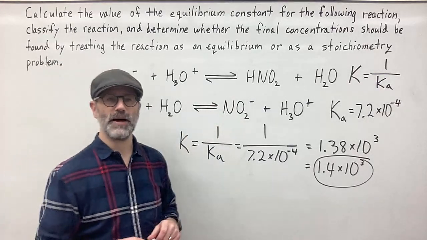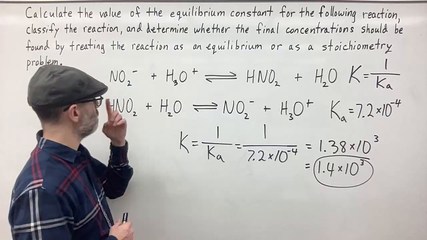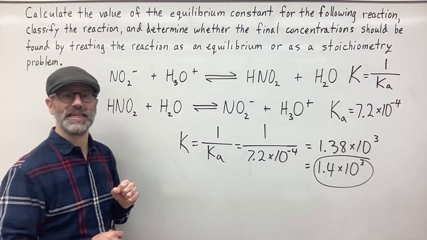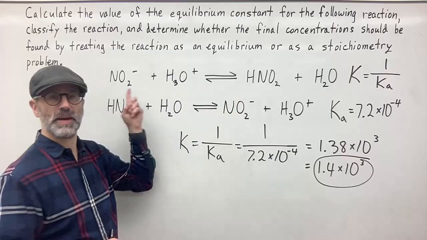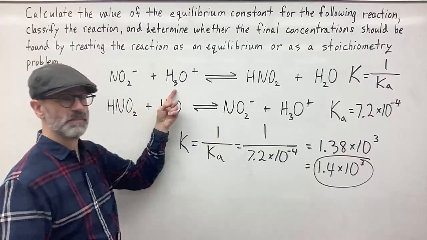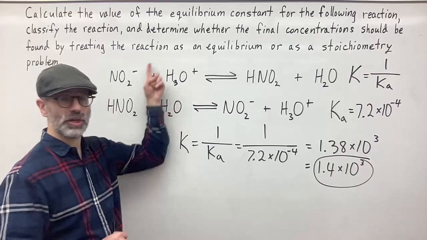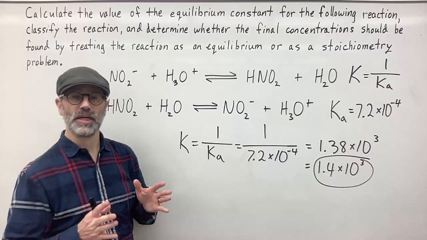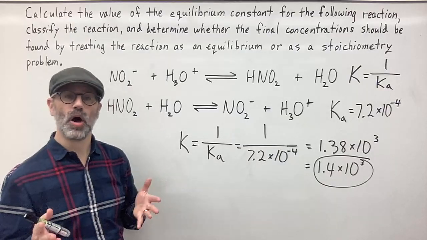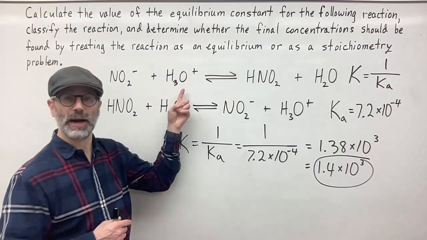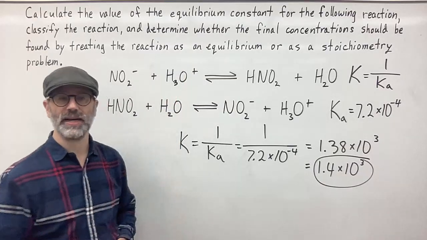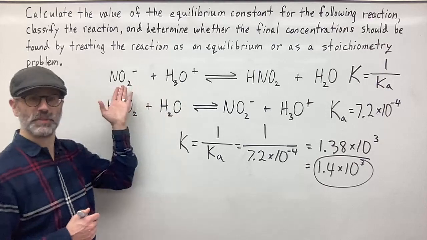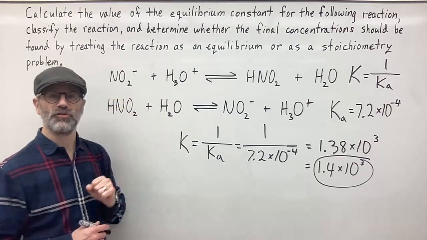Now, what about classifying this reaction? You'll notice here we have NO2 minus. NO2 minus is the conjugate base of a weak acid, which makes this a weak base. And here, if you have a hydronium ion written, then that indicates that you are reacting with a strong acid. Because strong acids ionize completely in water, you only need to write down the H plus or the hydronium ion in your reaction. So this would be an acid-base reaction between a weak base and a strong acid.